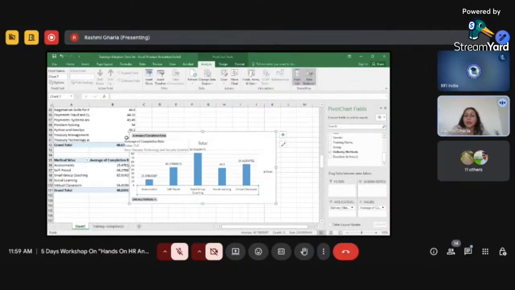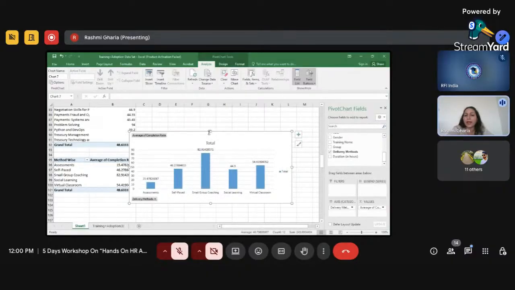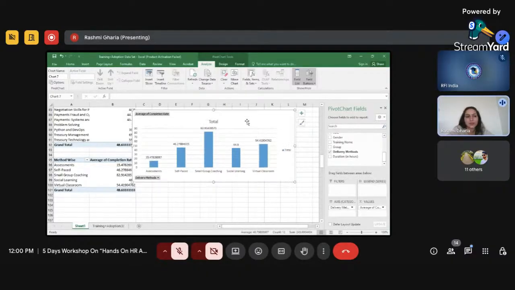There, like you said, there may be a possibility that the training program was good, like the topic was good. You have designed it the way people are seeking. Just because the method was not correct, they have not completed it, right? I hope you got it. Yes, ma'am. This way you can take the insights out of this data.